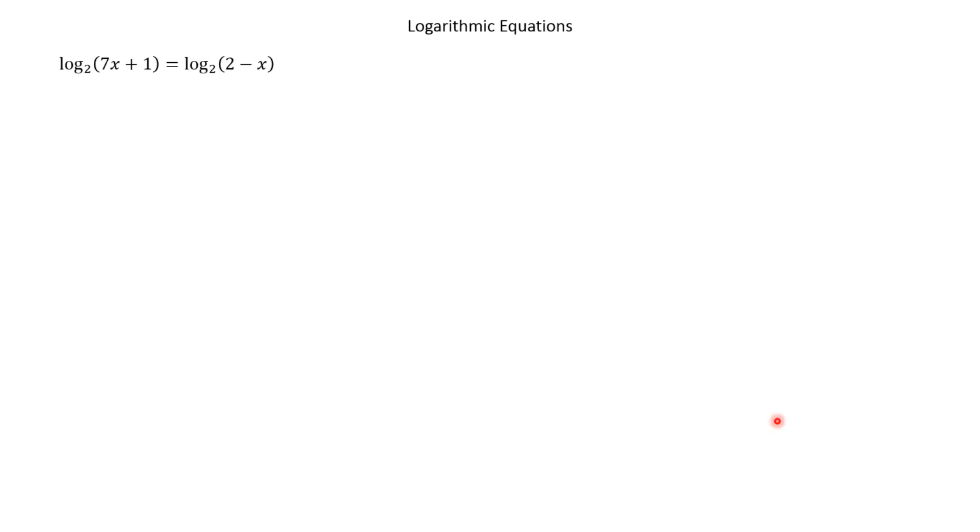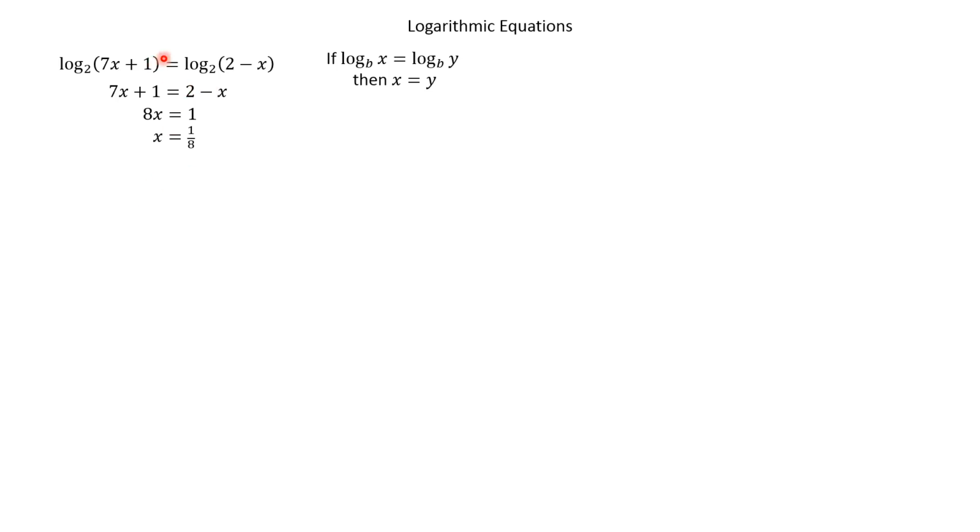Now, if you're looking at this thinking, log base 2 of something equals log base 2 of something, shouldn't these somethings be equal in order for this to be equal since they're the same base? And if that's your thought, you would again be correct. If log base b of x equals log base b of y, then x equals y. So that means that 7x plus 1 equals 2 minus x. And then it's just solving a linear equation. We can add x and subtract 1 to get 8x equals 1, divide by 8, x equals 1/8.